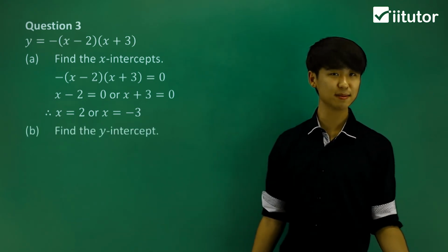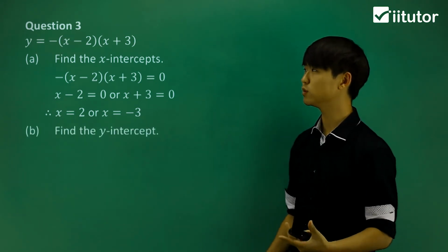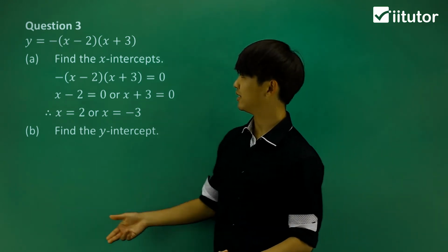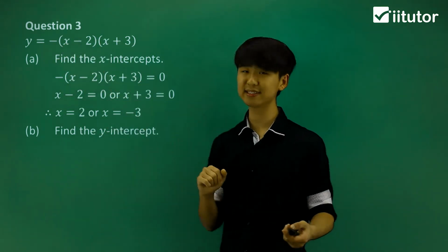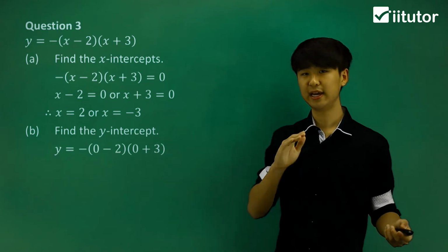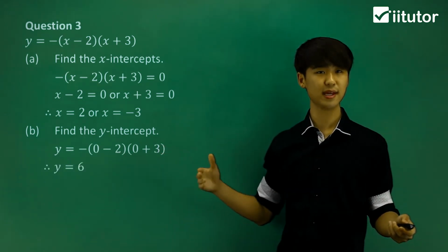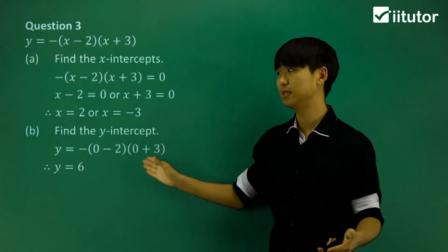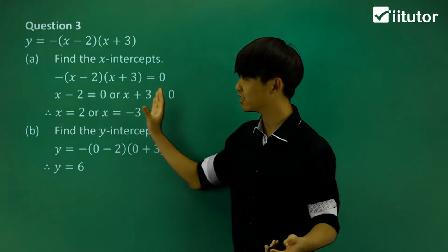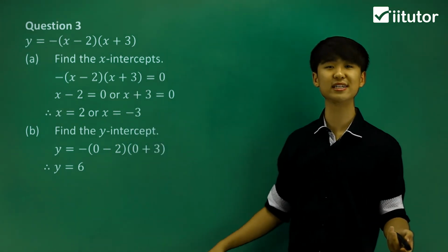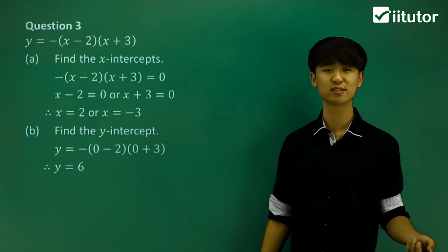Finding the y-intercept is when x is equal to 0, which is relatively a bit easier. So putting zeros into these x's and just calculating it, we get y is equal to 6 as being my y-intercept. So like I said, very easy finding the y-intercept and the x-intercepts.